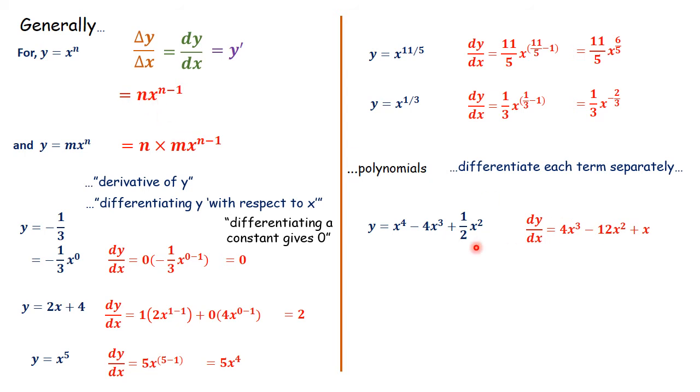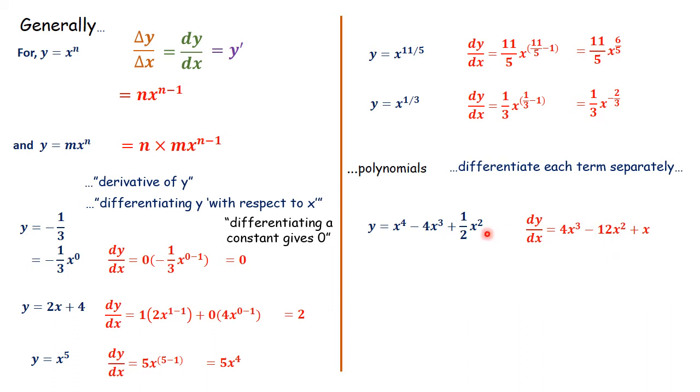So we have 4 times x raised to power 3, because the power of x being 4 reduces by 1 to 3. So we have 4x raised to power 3. Then we have negative 4x cubed. This will have 3 times negative 4x, and the power reduces from 3 by 1 to 2. So it'll be minus 12x squared.